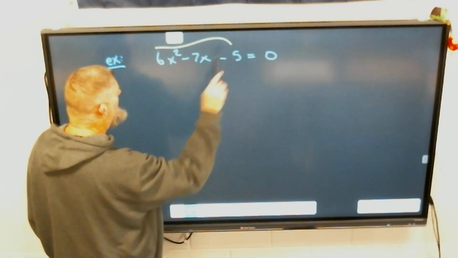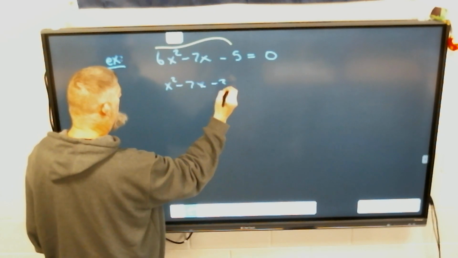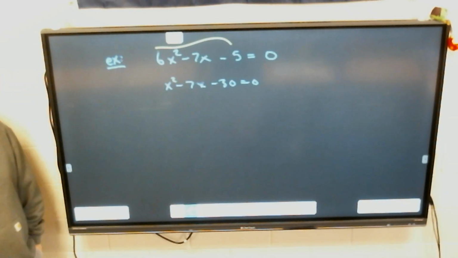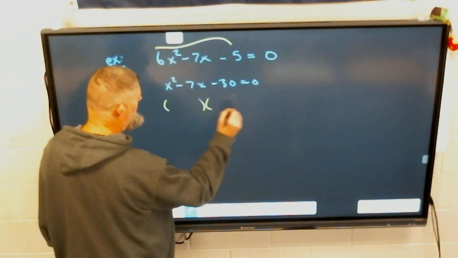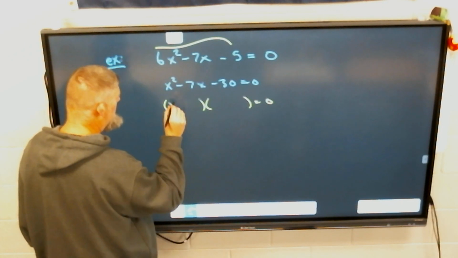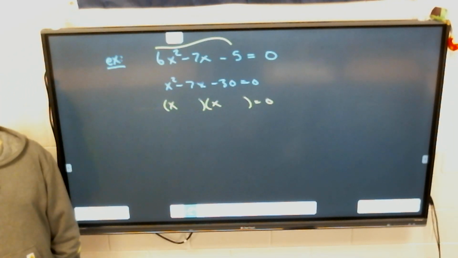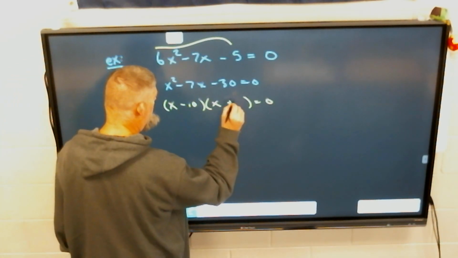So in bottoms up, what's the first step? Multiply A and C. Take 6 times 5. So I end up with x squared minus 7x minus 30 equals 0. Then we factor as normal. Two numbers that multiply to negative 30 and add to negative 7: negative 10 and positive 3.